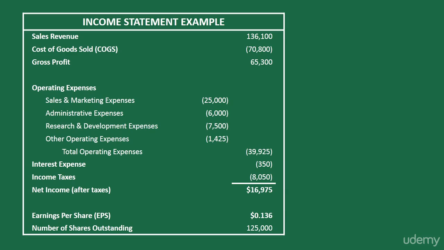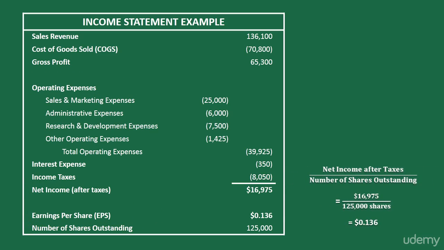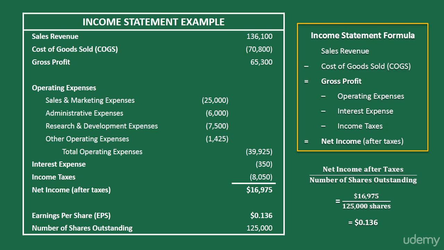Here's an example of the income statement. As you can see, we always have the sales revenue figure, the cost of goods sold, the gross profit, different kinds of operating expenses, the net income, and the earnings per share. In fact, you only need to remember the income statement formula, and by following the formula, you can easily understand everything shown on the company's income statement.